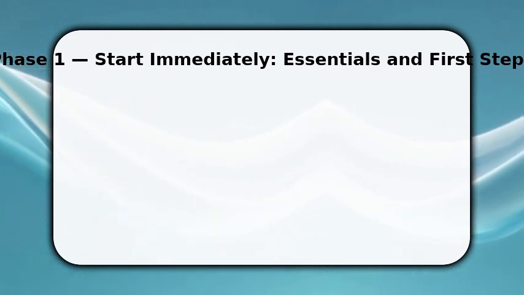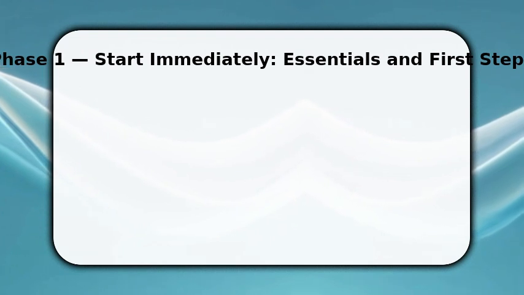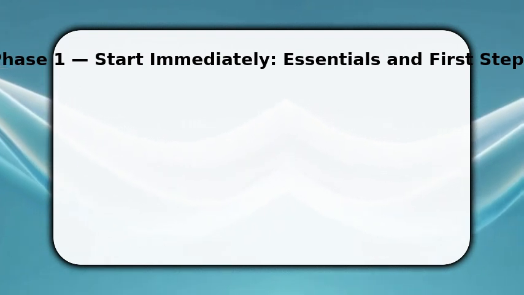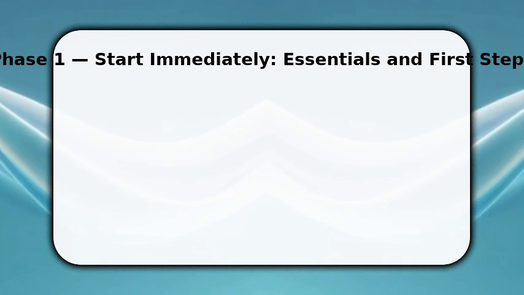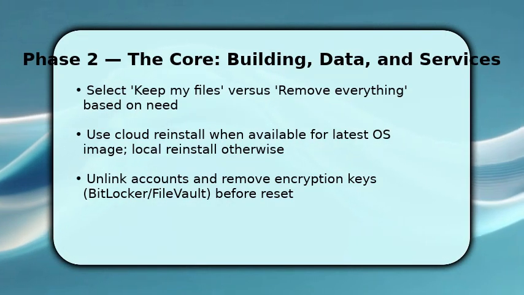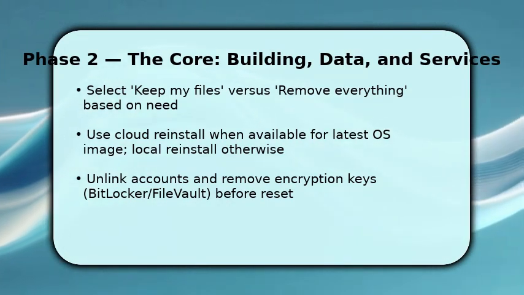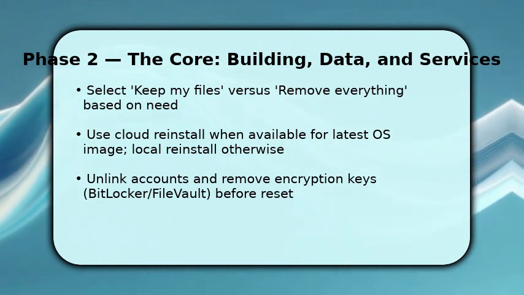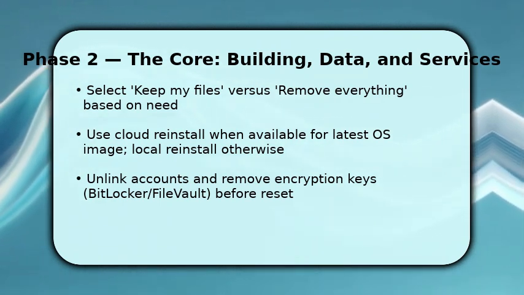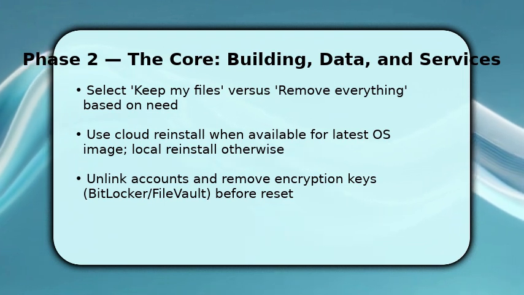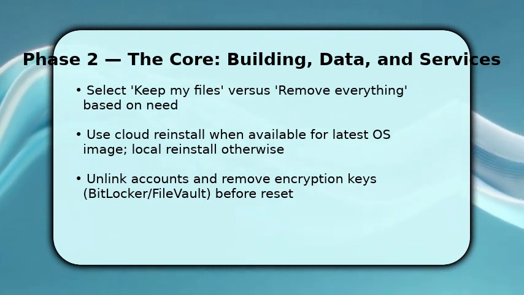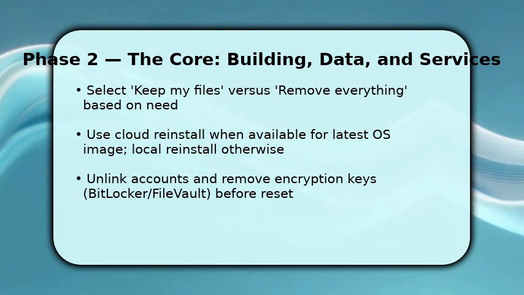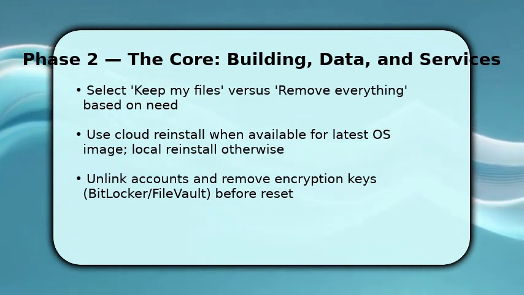Now open Settings and search for Reset to access the system Restore or Reset options. That's your entry point. You now choose the method. Keep My Files retains personal files while restoring settings, whereas Remove Everything returns the system to factory condition. For reliability, choose Cloud Reinstall if offered. It downloads a fresh OS image. Local reinstall uses files on your device and is faster offline.